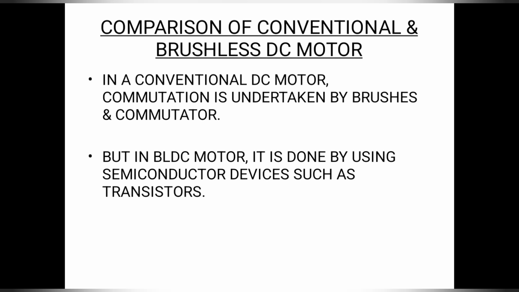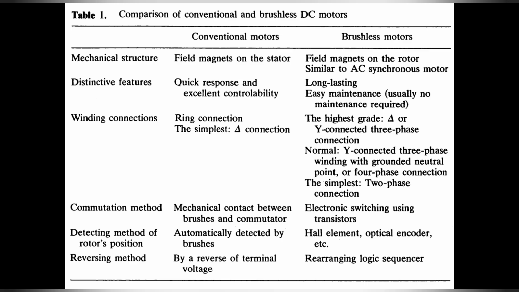Coming to the comparison of conventional and brushless DC motor. In a conventional DC motor, commutation is undertaken by brushes and commutator. But in a BLDC motor, there is no brush and commutator arrangement. So it is done by using semiconductor devices, mostly transistors. And we have a table which compares some 6 features of conventional motors and brushless motors.